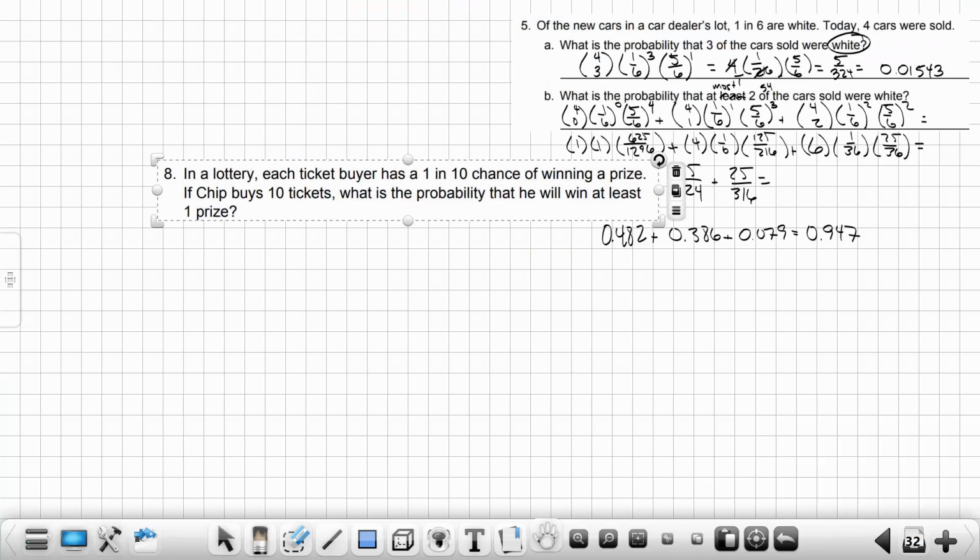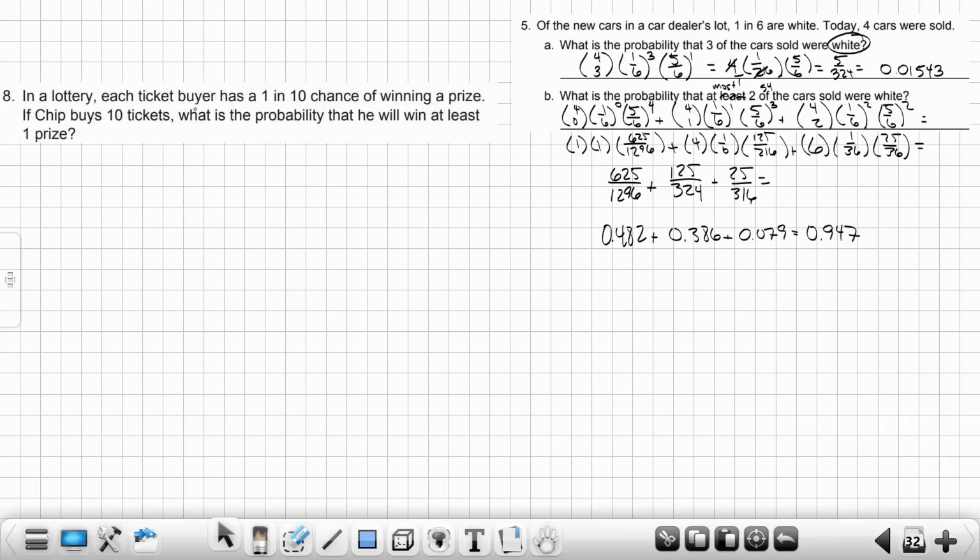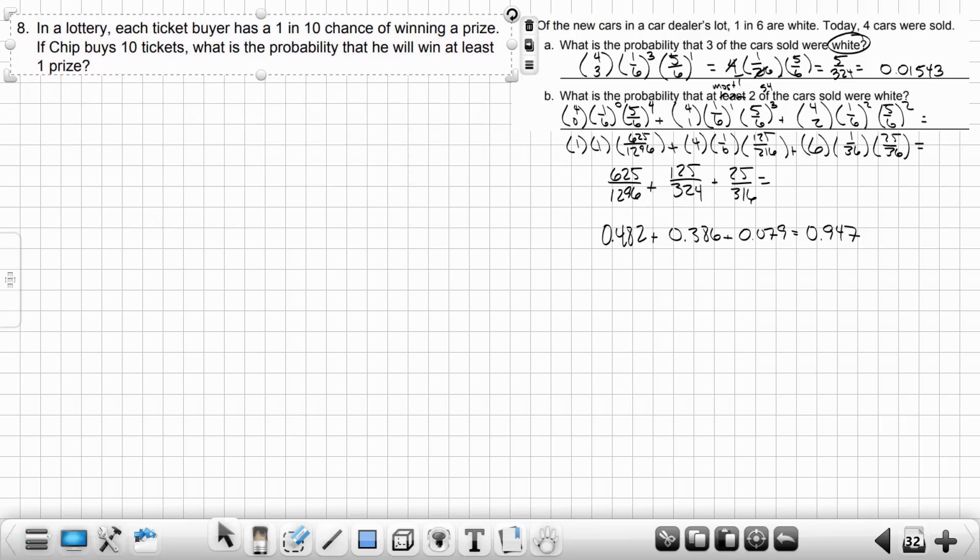Or we could do the 1 minus that Amanda talked about. In a lottery, each ticket buyer has a 1 in 10 chance, so our success is 1/10, which means our failure is 9/10. Well, but buying 10 doesn't guarantee a win. If Chip buys 10 tickets, what is the probability he will win at least 1 prize? What is the probability he gets at least 1?